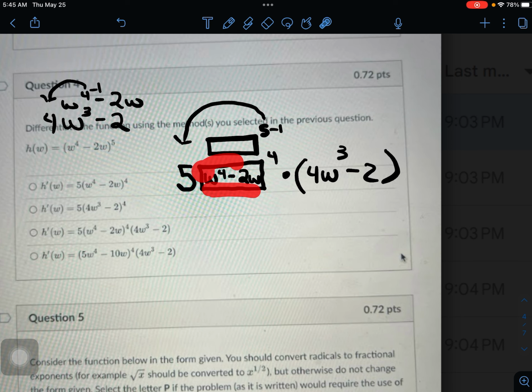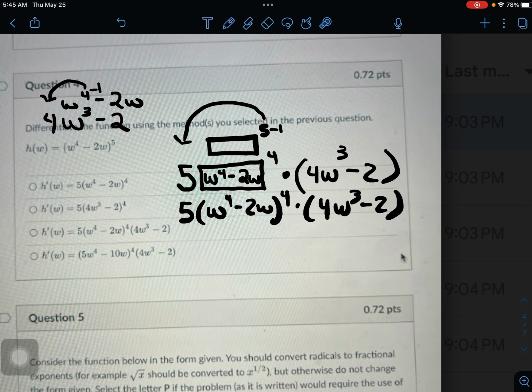Because this is my answer, and I should rewrite that the way you'll actually see it. It's going to be 5. You see how I have the box? Just put parentheses. So it'd be 5 times (w to the 4th minus 2w) to the 4th times (4w cubed minus 2). Because in algebra, we don't see boxes. I was just using the box to illustrate that was the inside function. But we're going to put parentheses around it. So it is, in fact, this one right here. That's your answer. Let me just make sure. Yeah, it's definitely this one.